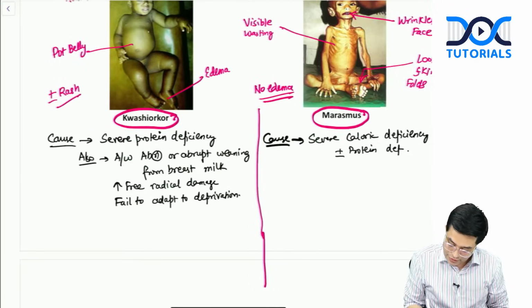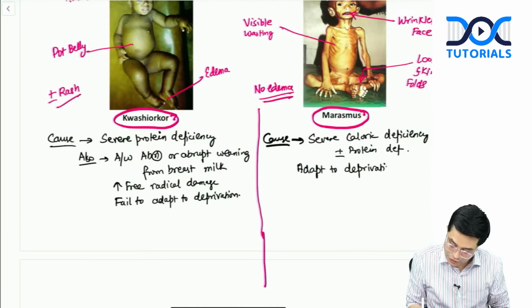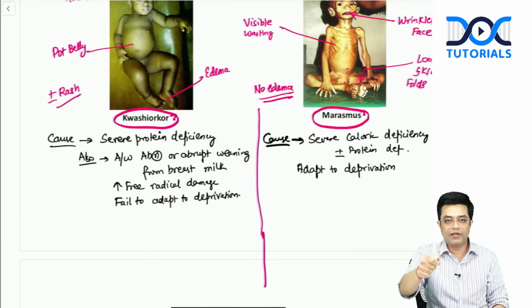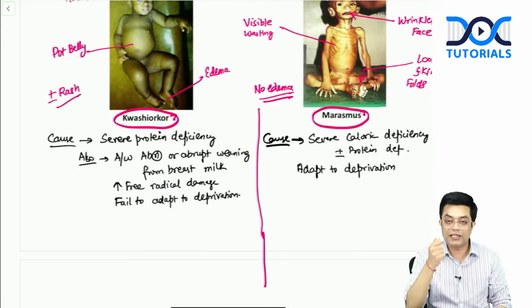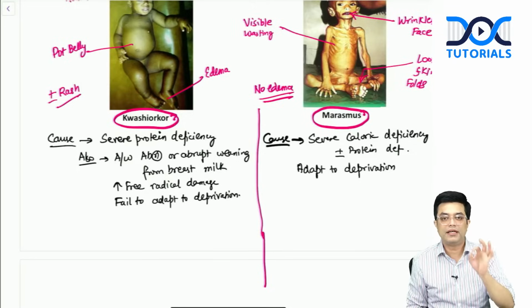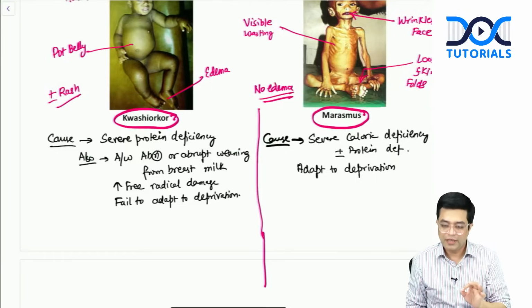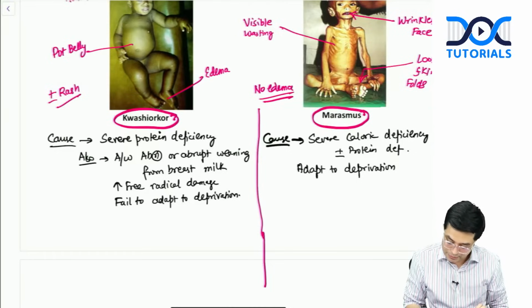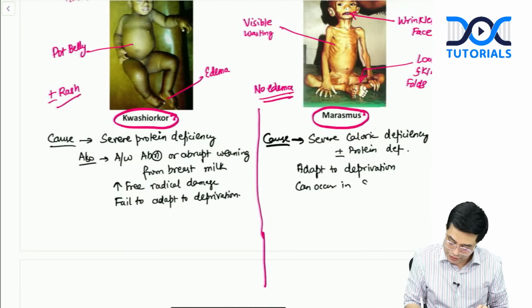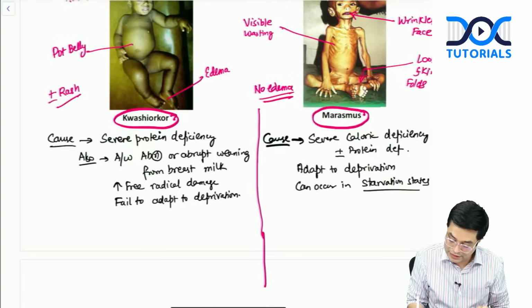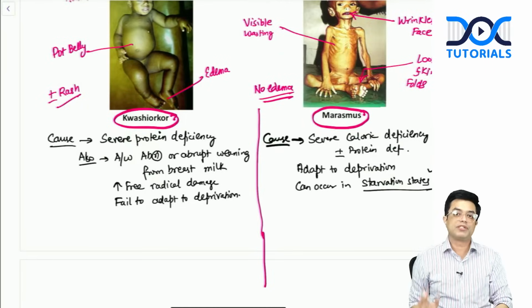And these children, however, they adapt to deprivation. और नेचर का लॉ है कि जो भी अडेप्ट करेगा he will always survive better. So that is why marasmic child, despite all this problem, he always has a better survival. And adaptation to deprivation, remember that this can occur in starvation states. So starvation states में कौन सा malnutrition ज़्यादा commonly देखा जाता है? It is marasmus which is seen.